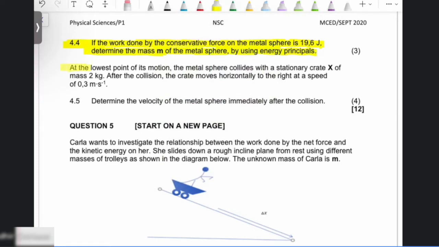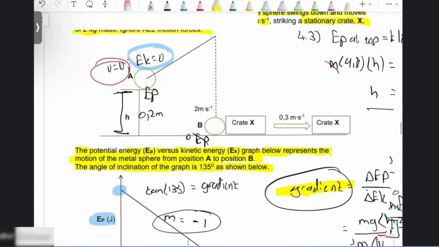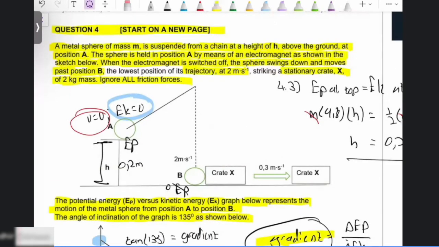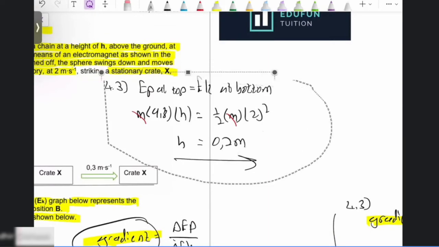Okay, it says at the lowest point of its motion, the metal sphere collides with a stationary crate X, and that it's 2 kilograms. After the collision, the crate moves horizontally to the right with a speed of 0.3. Determine the velocity of the metal sphere immediately after the collision. Now it basically just becomes momentum. Easy momentum. I can just take this away now, we don't need that.